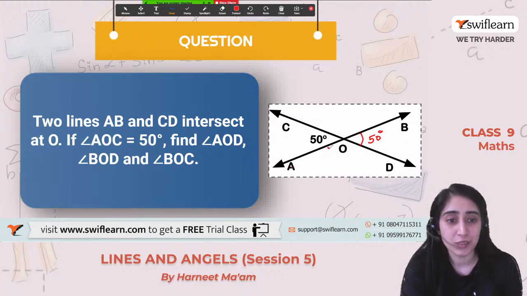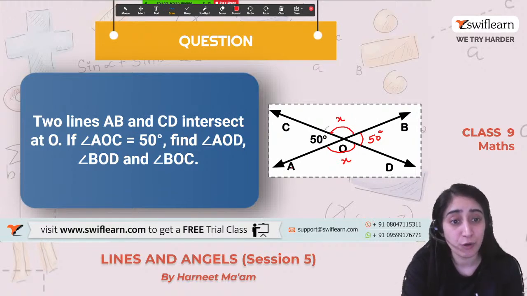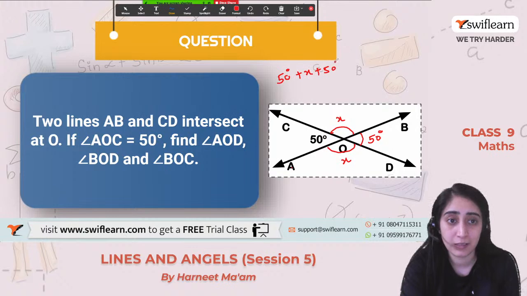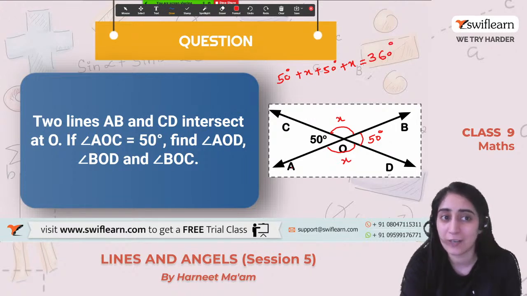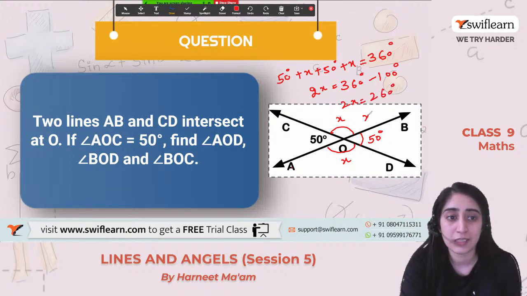We can say, suppose the value of AOD is x. That means the value of COB will also be x because they are also vertically opposite. Right. Now they are intersecting. Then the sum of all the four angles, that is 50 degrees plus x plus 50 degrees plus x, should be equal to how much? It's a complete angle, equal to 360 degrees. So now can I calculate the value of x? So 2x is equal to 360 degrees minus 100 degrees. So 2x is equal to 260 degrees. What is the value of x now? Can you tell me? What's the value of x? Quickly.